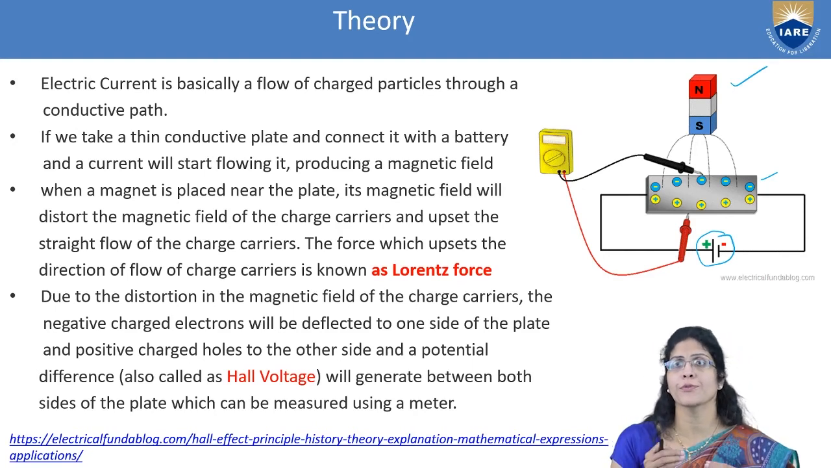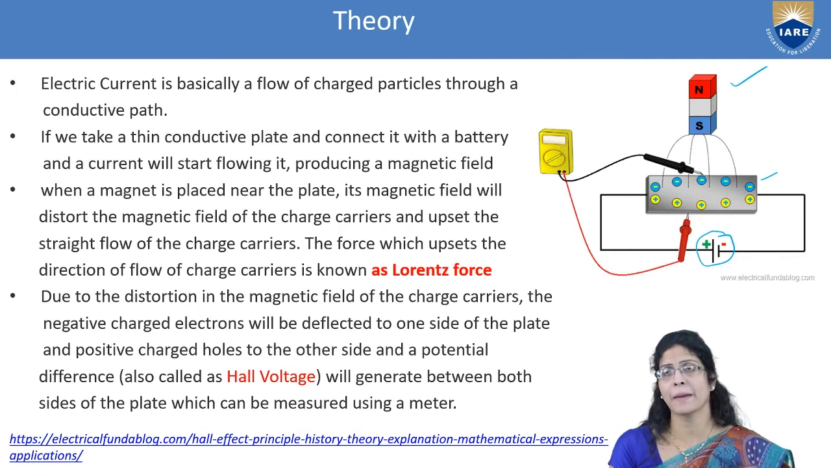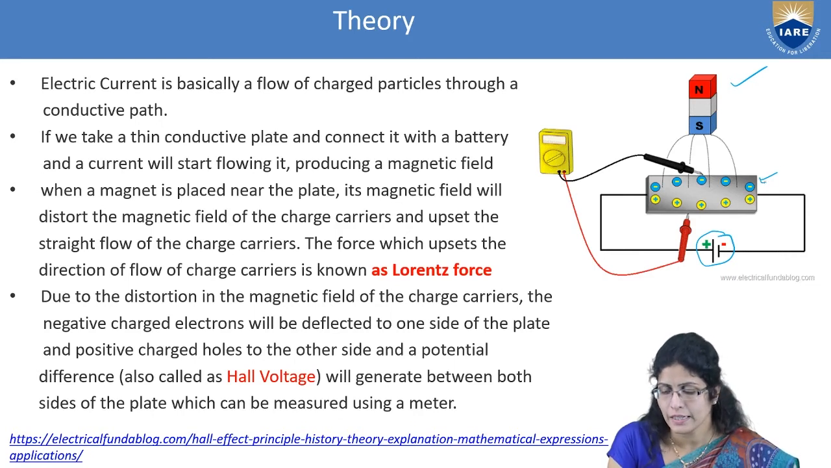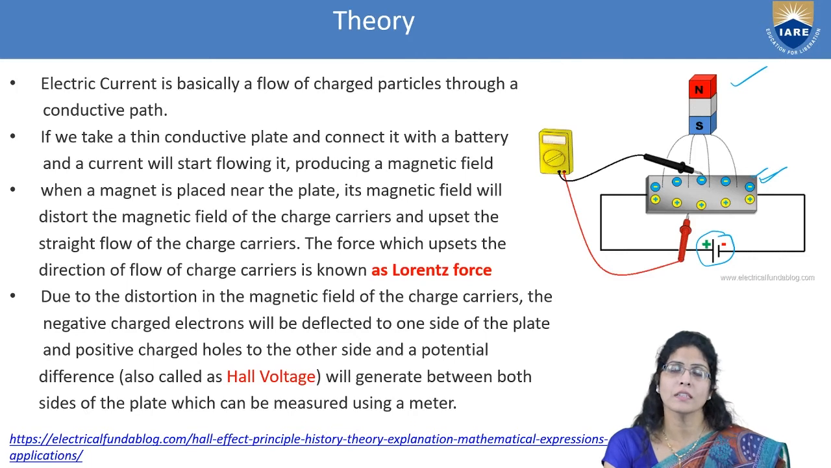The magnetic field of the charge carriers is now disturbed by the external applied magnetic field, and this will be deflected to one side of the plate. Let me say that this is that side. Then whatever the opposite charges are there, they will be deflected to the other side. So what will happen now? There is a negative potential on one side and a positive potential on the other side.